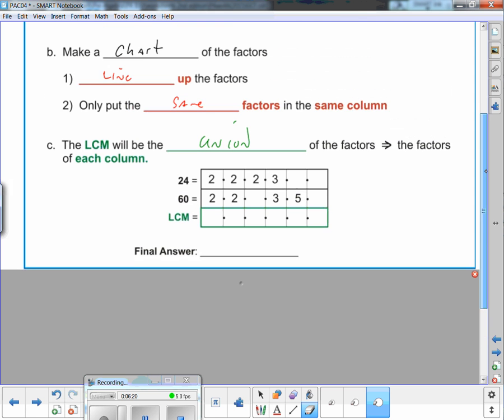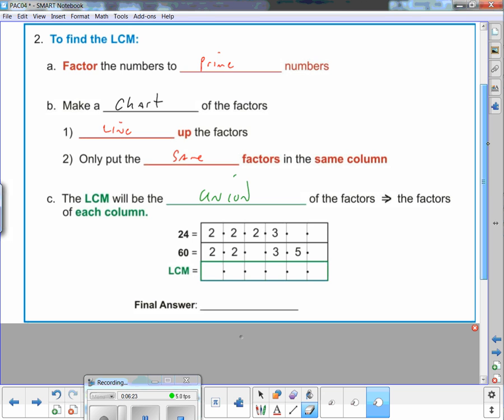Edward? You put 9 as one of the factors. I didn't say they were prime numbers.